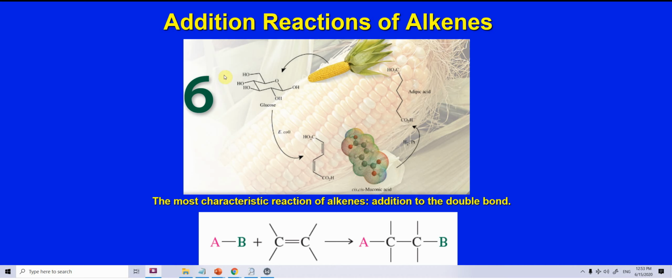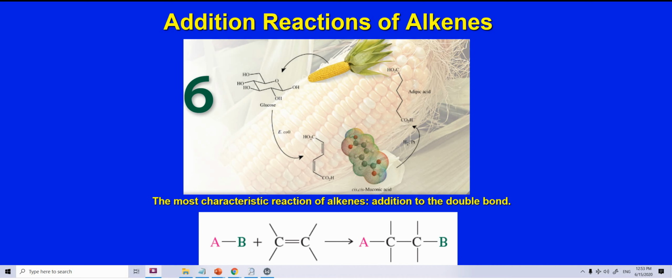Today, I'm going to discuss with you chapter 6, related to addition reactions of alkenes. Before, we learned about the preparation of alkenes from different types of compounds. Today we are going to learn about alkene reactions. Essentially, alkene reactions can be classified into three types of reactions.